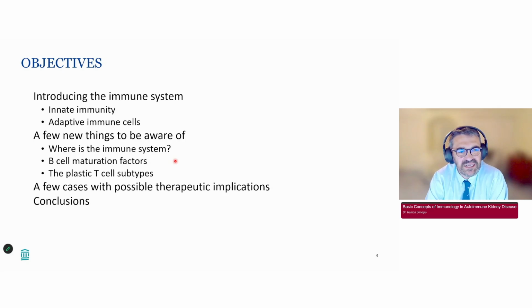So today I'm going to introduce you to the immune system. I'm going to remind you that there are two components. There's the innate immune system and the adaptive immune system. And then we're going to talk about a few things that I hope will come up later on in the course as you talk about specific immune-mediated kidney diseases. And then we'll end with a couple of quick therapeutic questions or cases, just to show you that this basic immunology knowledge that we're gaining is actually becoming relevant to clinical practice.